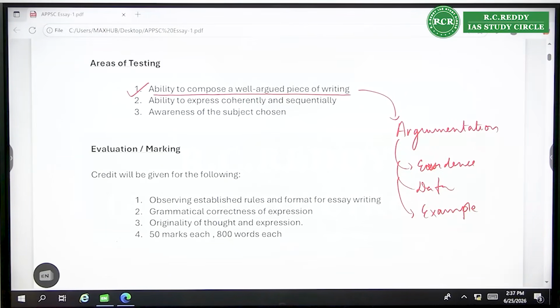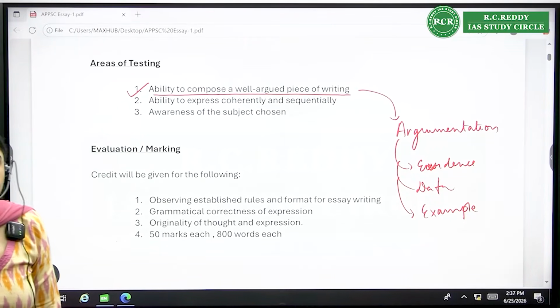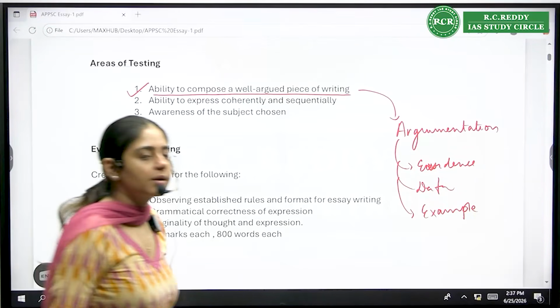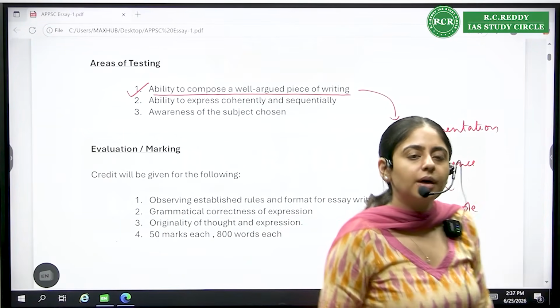Third, are there any opposing views? Right? So this is what a well-argued essay stands for. Arguments have to be there, and not just in support of it. You can have counter arguments also.